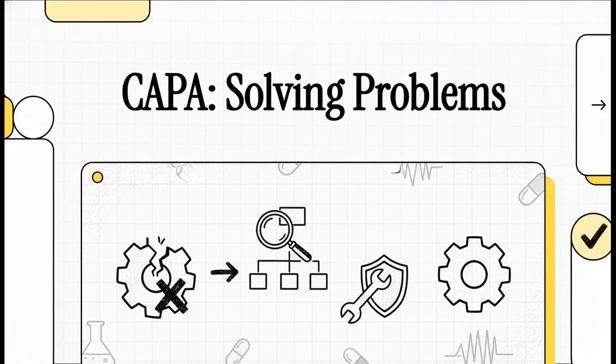In critical fields like pharmaceuticals, just fixing a problem is really only half the battle. The real challenge, making sure that problem stays fixed for good. Today, we're diving into a process that's designed to do exactly that. It's called CAPA, and it's the absolute key to solving problems permanently.